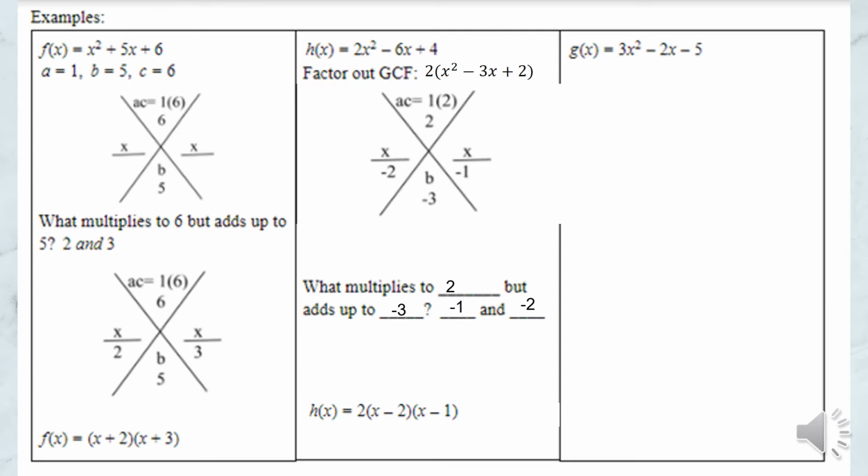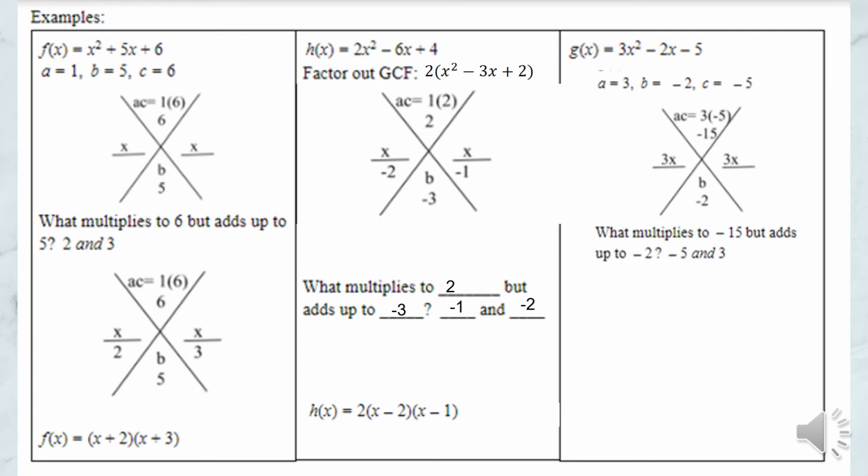On the far right-hand side, I have g of x equals 3x squared minus 2x minus 5. I have my a value as 3, my b as negative 2, and my c as negative 5. When I set up my x, I'm putting a times c at the top, so I'm putting 3 times negative 5 at the top. I'm putting b on the bottom, and again, I'm putting a times x on either side. Our question is what multiplies to negative 15 but adds to negative 2?